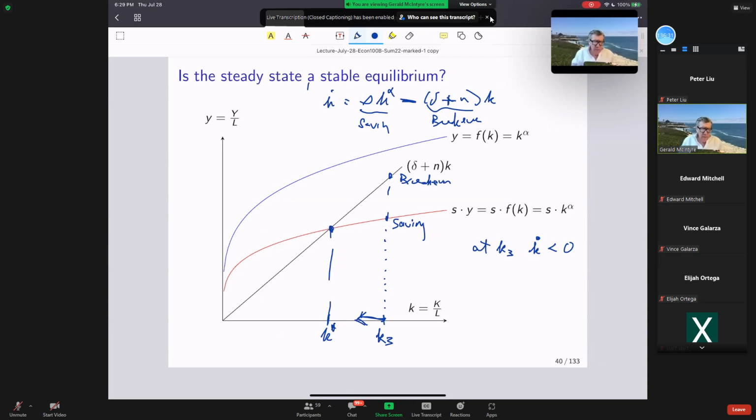Recall that this equation here is a differential equation. And in the language of differential equations, that means that K star, which is the steady state, is a sink, right?